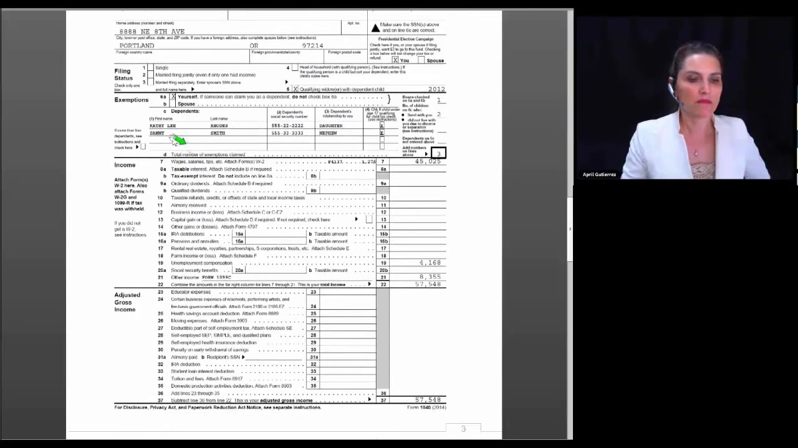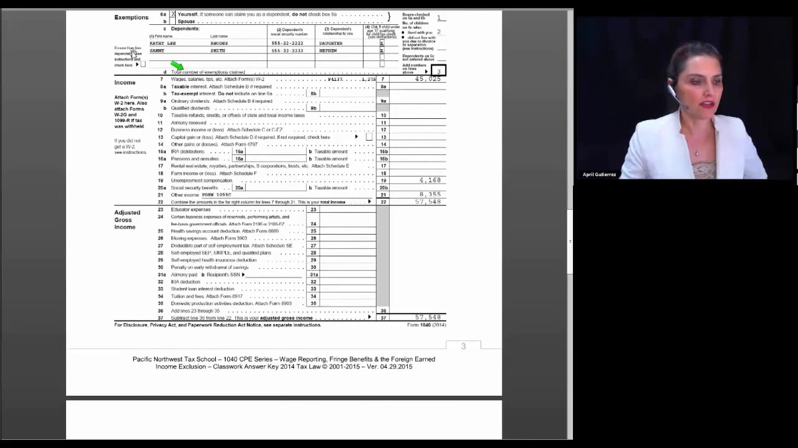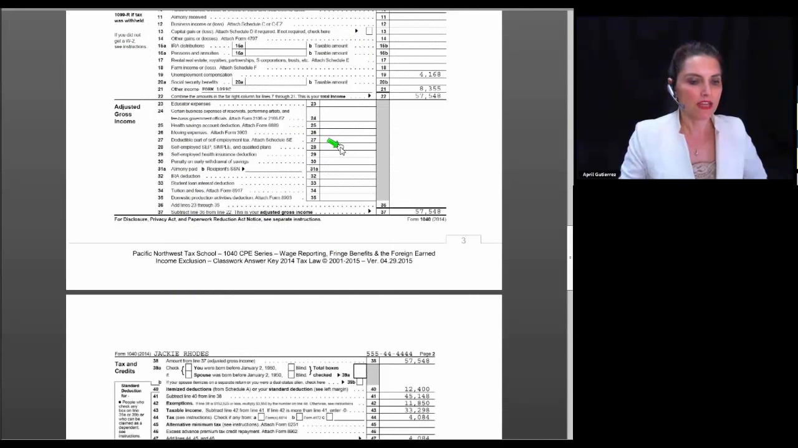The qualifying widow box is checked, and that qualifies her for the widow status. We enter the year of her husband's death. And then we move on and talk about the dependents. We have Kathy Lee and Sammy. And if the child is a qualifying child for the child tax credit, we check the box. Both these children qualify. We move down the tax return.